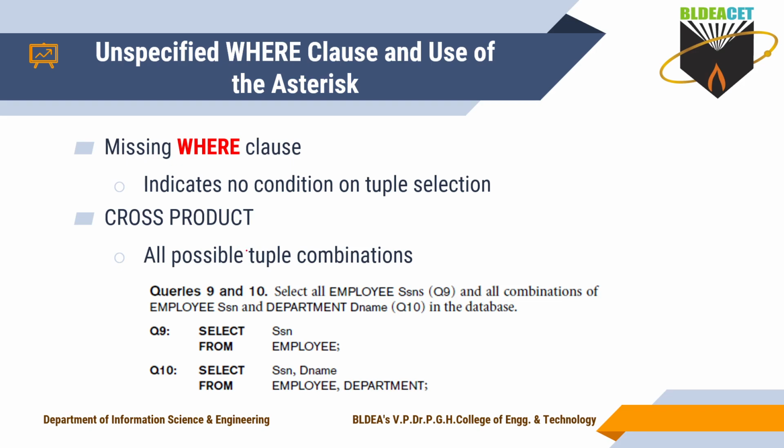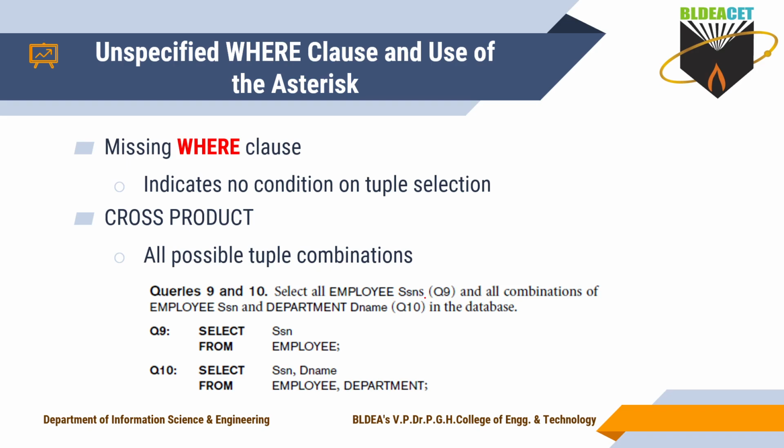And one thing you remember: while retrieving the information without a where clause or condition, what tuples will you get? It is the cross product here. Cross product, you already know, provides all possible tuple combinations here. Okay, this is one query.